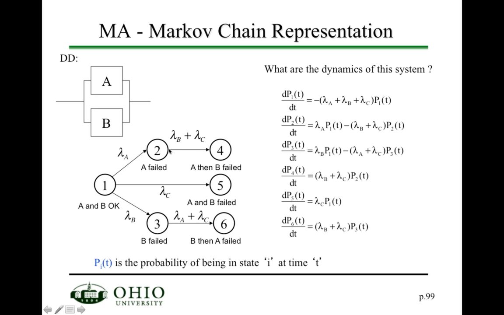And of course, you still have transitions from 2 to 4, so you're going to have minus lambda B plus lambda C times P2. Think about it. If this is a water reservoir and water flows out of it, the amount of water in this reservoir would decrease. And of course, the decrease depends on how much water is there to begin with. Hence, lambda B plus lambda C times P2.